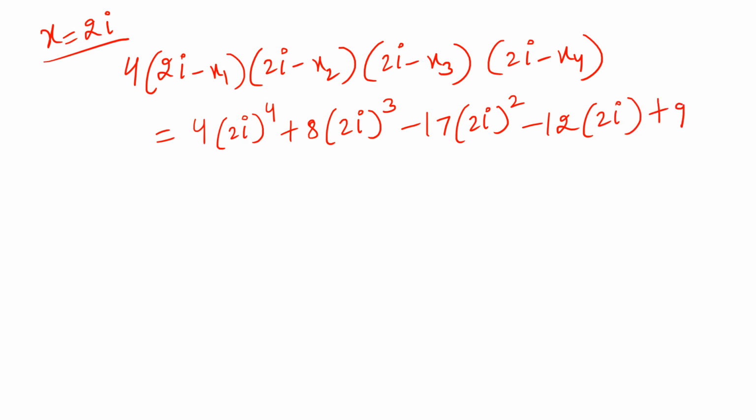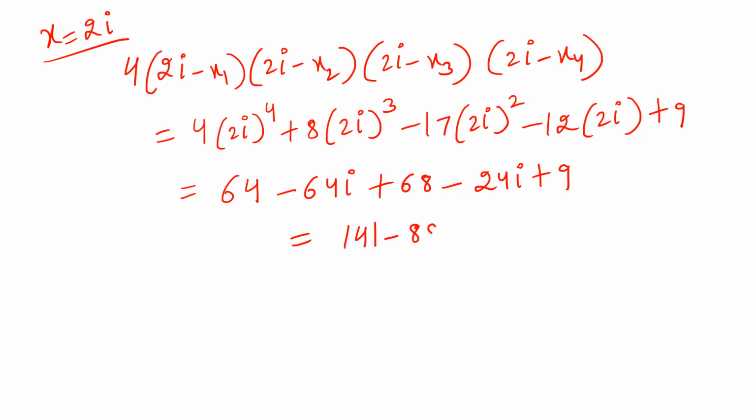Now students, just evaluate these terms. So you will be getting 64 - 64i + 68 - 24i + 9, and this becomes 141 - 88i, right? So I am calling this equation number 1.